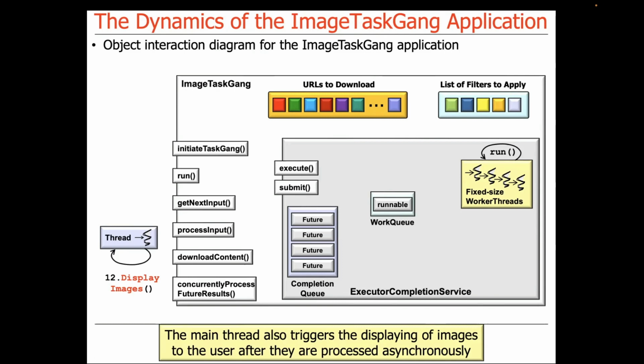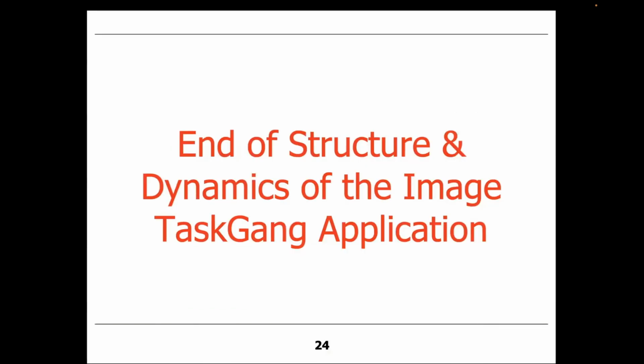This should make it much, much easier to understand the source code when we walk through it, because you would have seen the bigger picture. And I'm a big fan of visualizing, whenever possible, how concurrent code works. I find it's too hard often to make sense out of it by looking at source code alone. So that's the end of our part of the lesson on the structure and dynamics of the ImageTaskGang application.